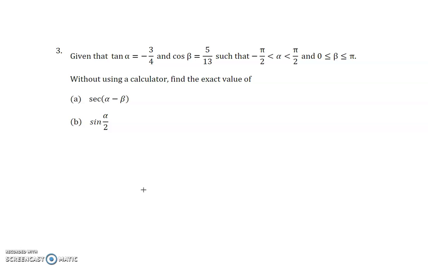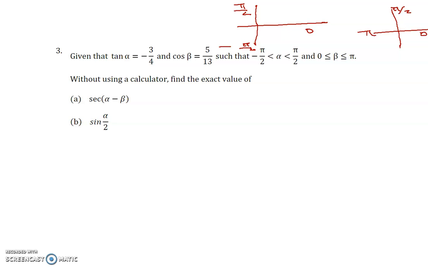So the question says tangent alpha is negative 3 over 4, cos beta is 5 over 13, and alpha is given here, beta is given here. What you're supposed to do now is detect where the angle alpha is. Alpha is given as between quadrant 3 and quadrant 1, and beta should be in quadrant 1 and quadrant 2.